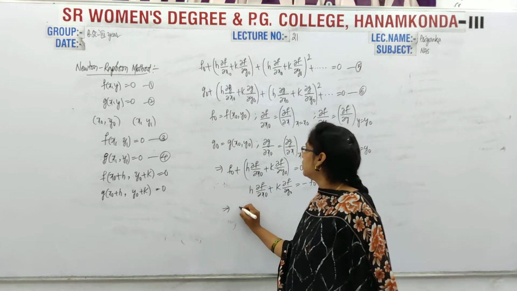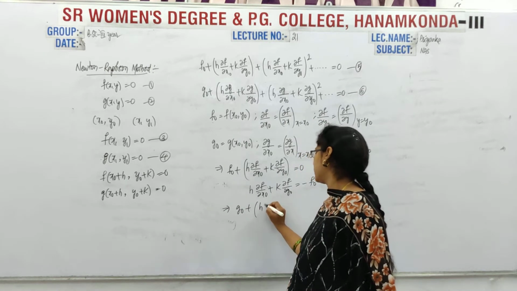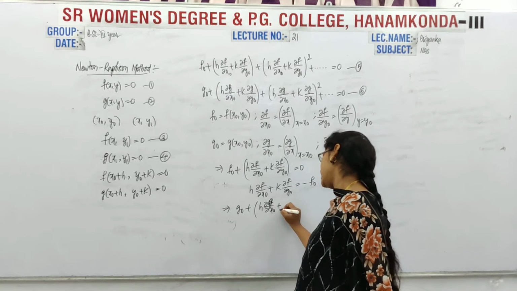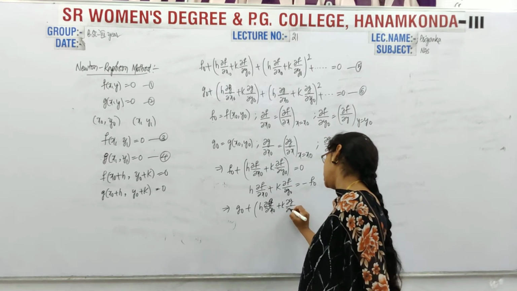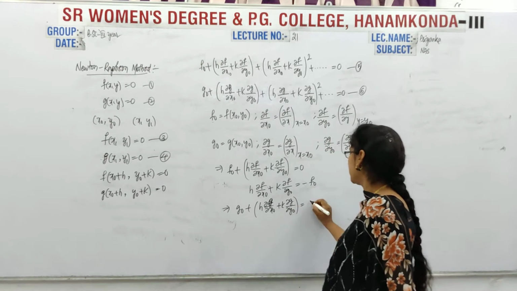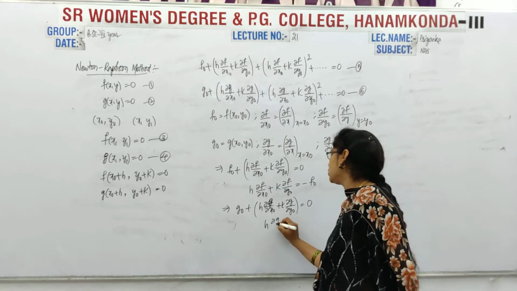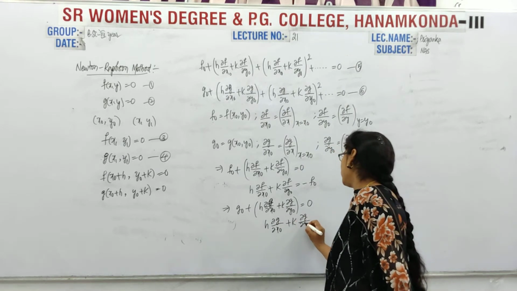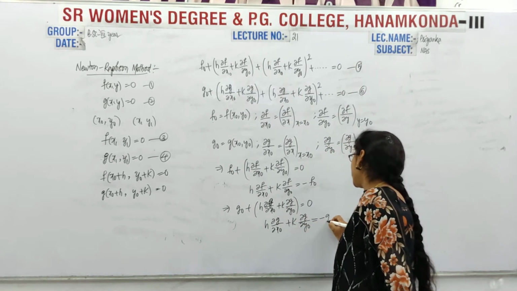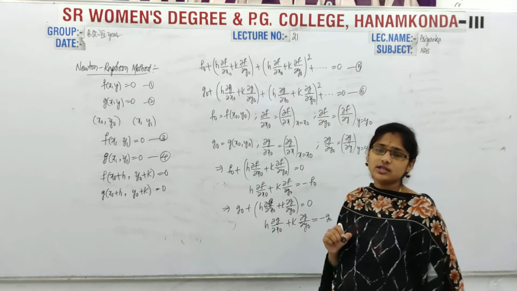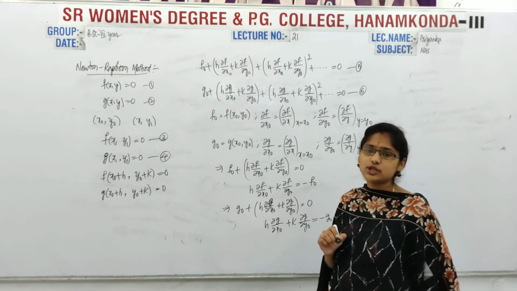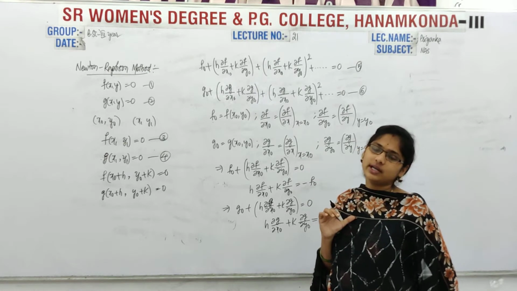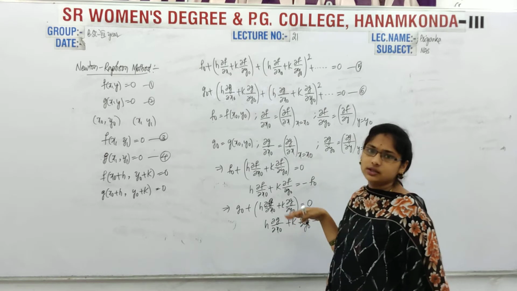Similarly, g naught plus h into dou g by dou x naught plus k into dou g by dou y naught equal to 0. Then h into dou g by dou x naught plus k into dou g by dou y naught equal to minus g naught. Why am I giving all these values? Sometimes there is a chance they ask, just explain the Newton-Raphson method for non-linear equations. Then you have to write this.